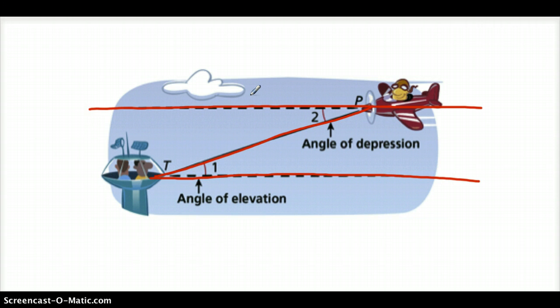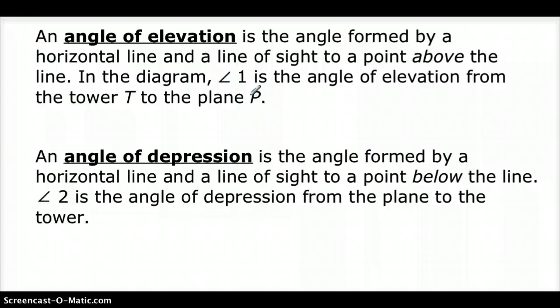Notice how it's above that first horizontal line. So that's an angle of elevation, because it's above that dotted line. Looking back, it says an angle of depression is the angle formed by a horizontal line and a line of sight to a point below the line. So angle 2 is the angle of depression of the plane to the tower.